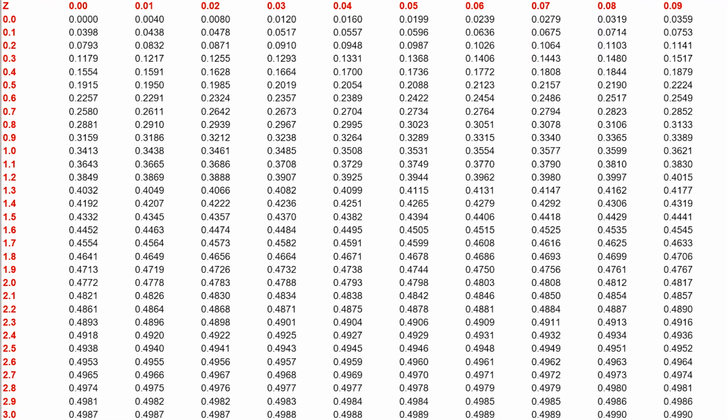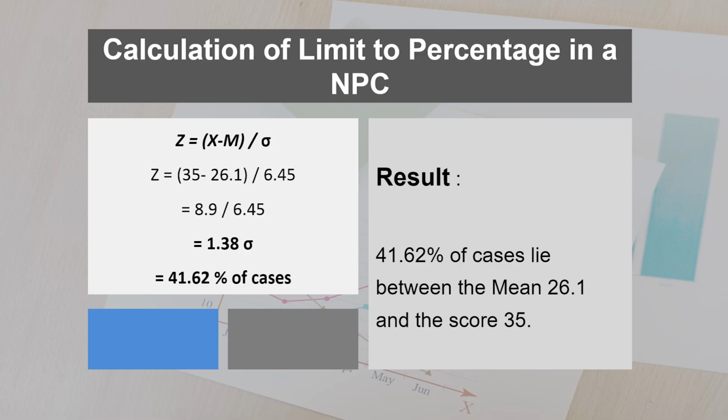1.3 row, then we have to come to this point, that is 41.62 out of 100. This is out of 10,000. 0.08 in the column of 0.08, okay, in the row of 1.3 and the column of 0.08. So that will be 1.38. It is 41.62.